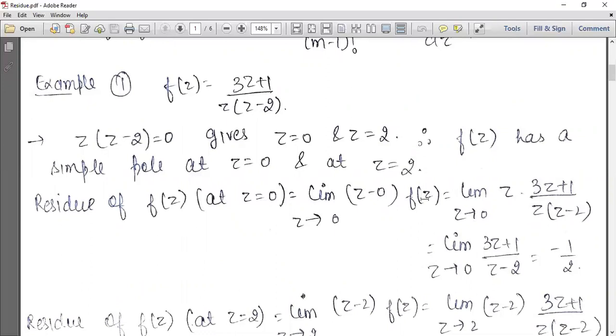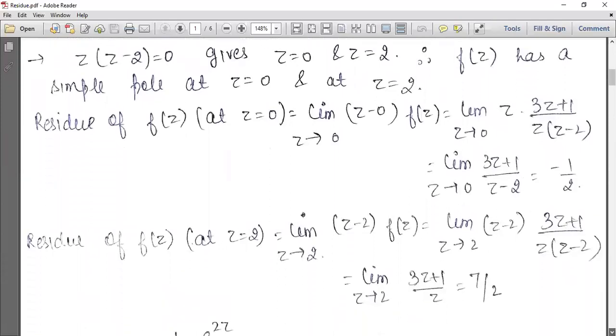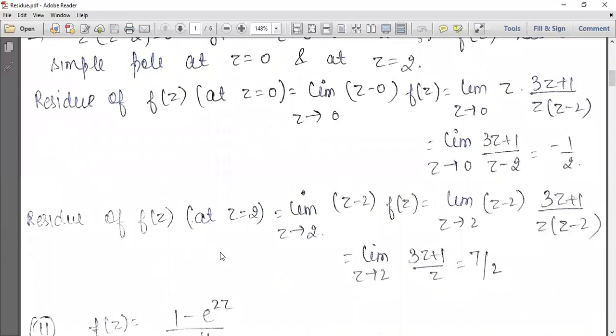f of z is (3z plus 1) divided by z into (z minus 2). So now this z will cancel and I will be left with limit z approaching 0, (3z plus 1) divided by (z minus 2). So this will give me 1 by minus 2, which is minus 1 by 2.